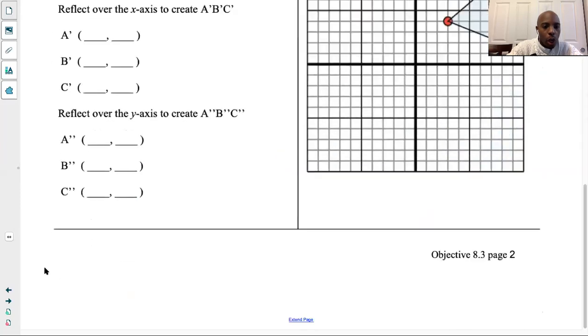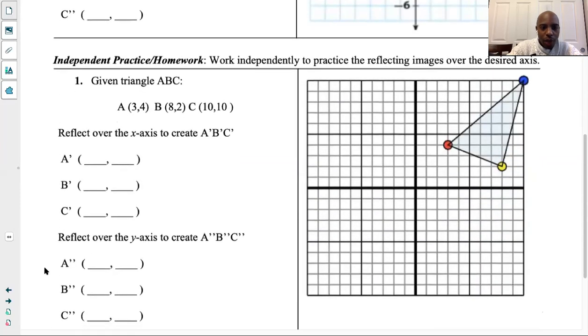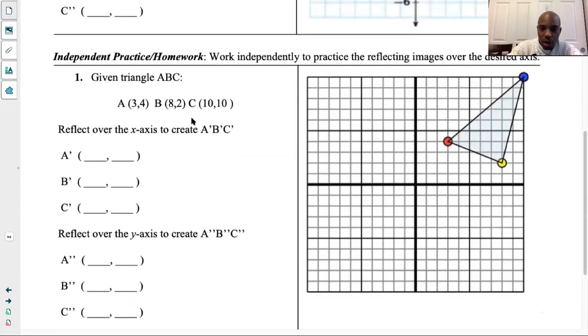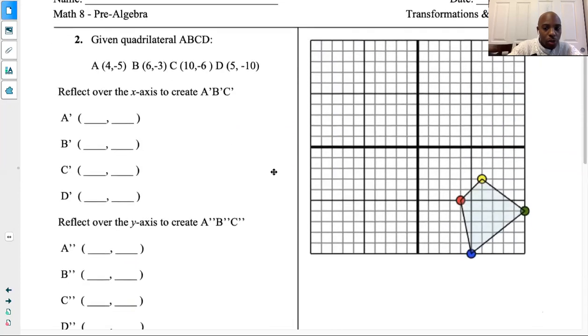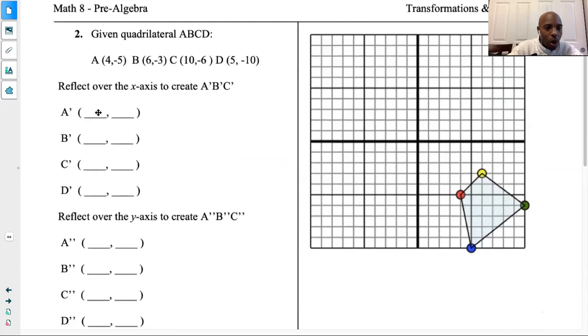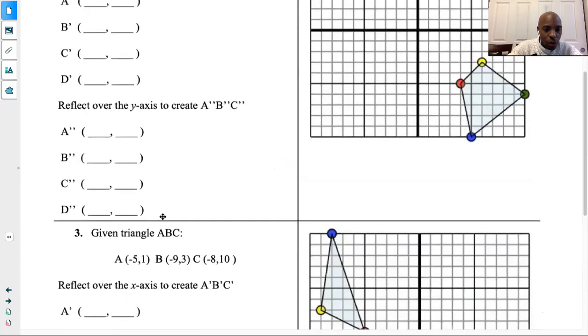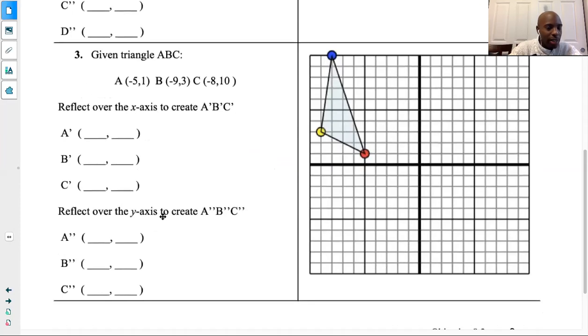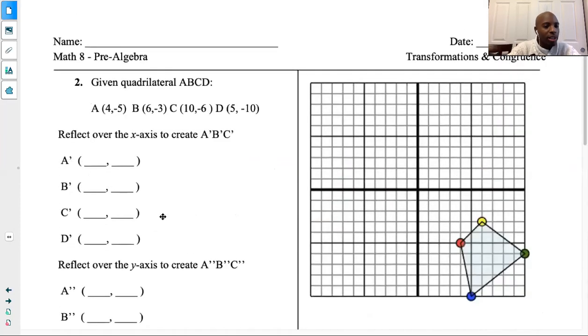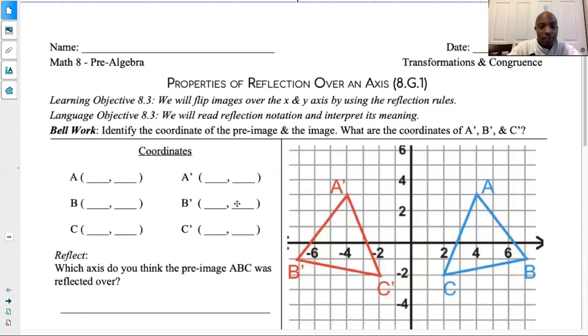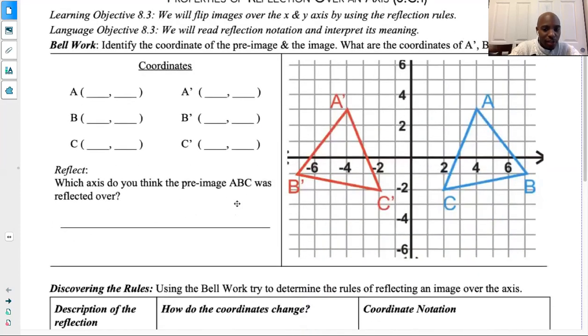All right. So what we end up having here is you have one problem here that you have a triangle. You have to reflect these 3 points over the X and over the Y, just like we did, okay? The next problem that I give you is a quadrilateral. You have to reflect all 4 of these points over the X and over the Y. And then the last one is another triangle again. So there's only 3 problems for you to do, reflecting over the X and over the Y. Reflection, once again, is our way of flipping an image, right? That's the key word, flipping an image.